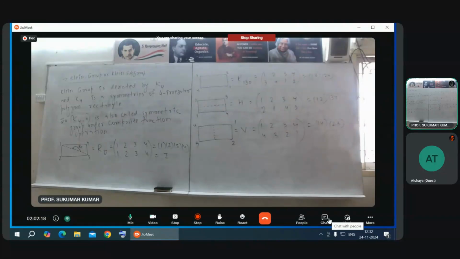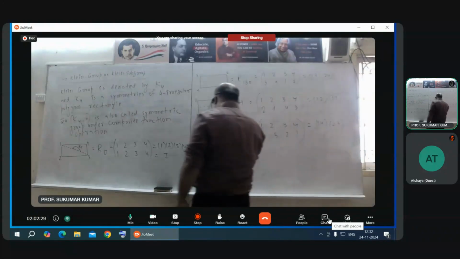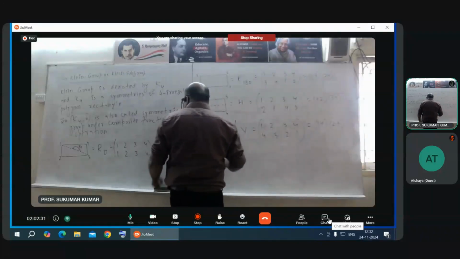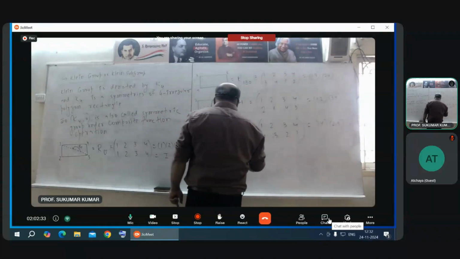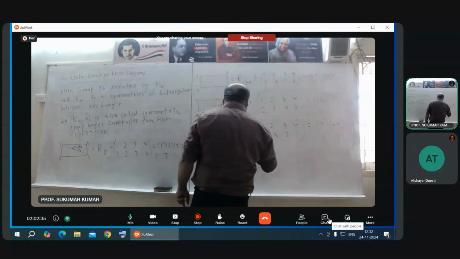Here after, not possible. Rectangle, 2 rotations, 2 reflections only possible. No other symmetric curve. Okay, so finally K4 elements, two types of notation we can give. First notation is R0, R180, H and V.